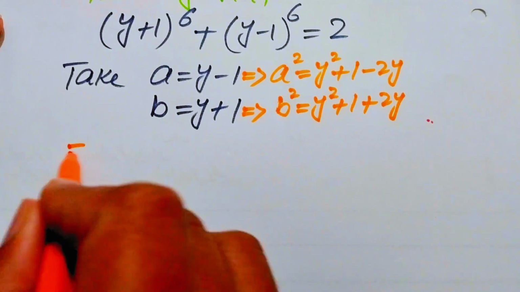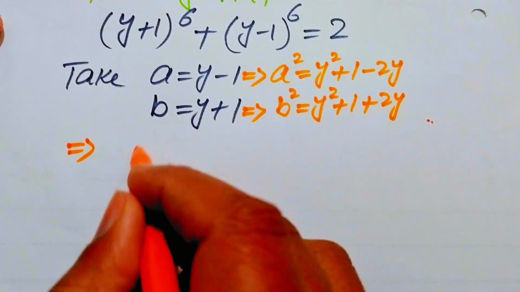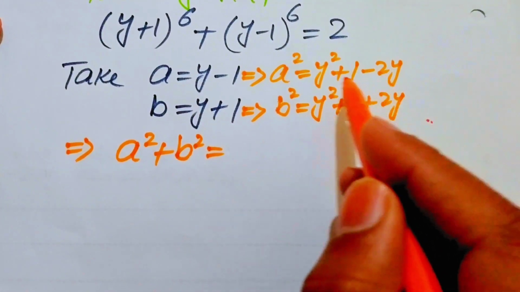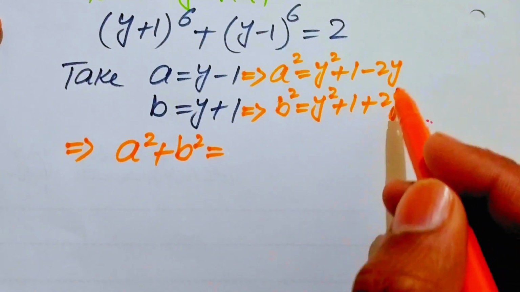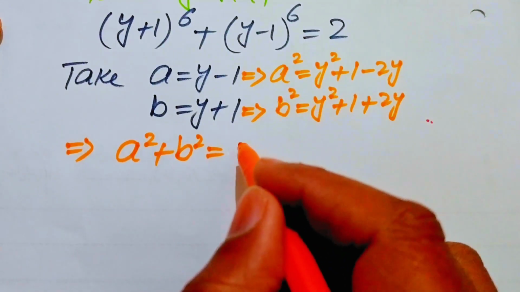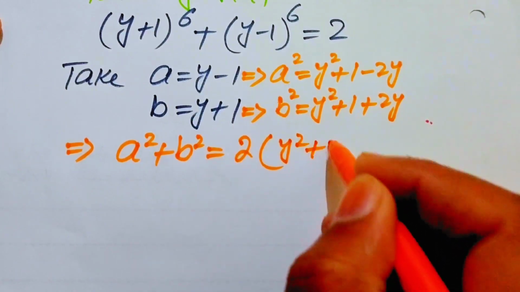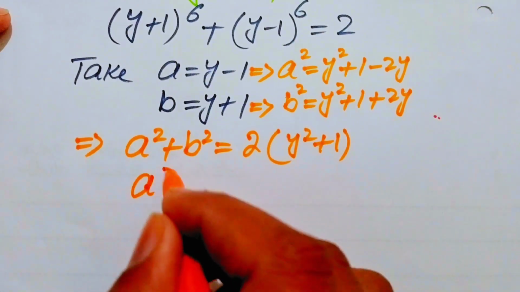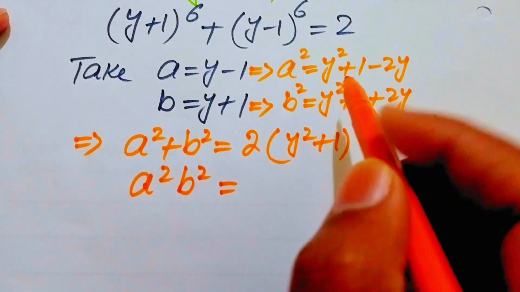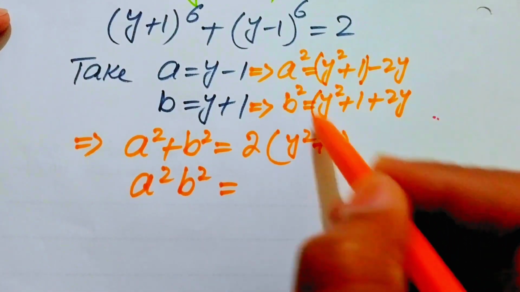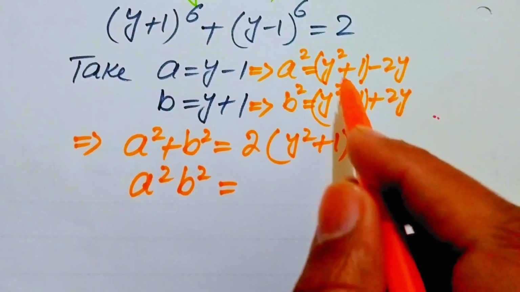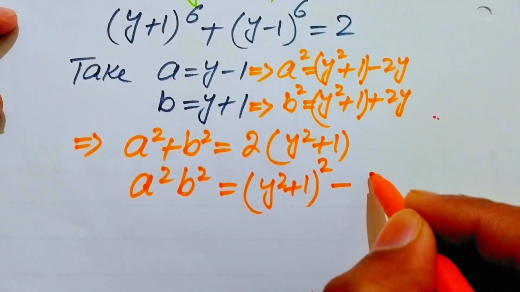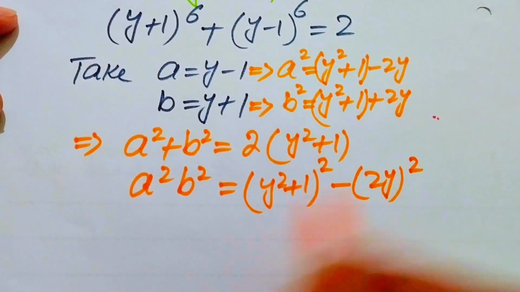And now here we make some simplifications. So when we add these two equations, then we get a square plus b square equals to, here you see that after adding these two equations, this negative and positive term are cancelled by each other, and we get here 2 times of y square plus 1. And similarly, when we multiply these two equations, then you get here a square multiplied by b square. When we multiply these two terms here, then you get y square plus 1 and its whole square minus 2y and its whole square.